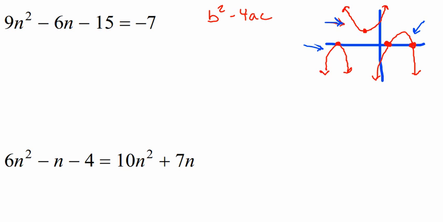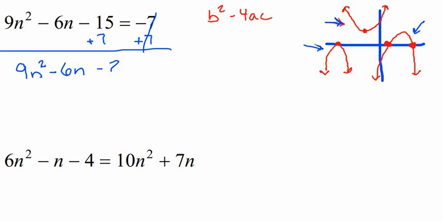Before we can do that, though, with the b squared minus 4ac, everything has to be set equal to 0. Remember, you're finding zeros, set it equal to 0 first. 9n squared minus 6n minus 8 equals 0. A, B, C. So then you just plug it in. B squared, that's negative 6 squared, minus 4 times A times negative 8. Okay, so negative 6 squared is 36.